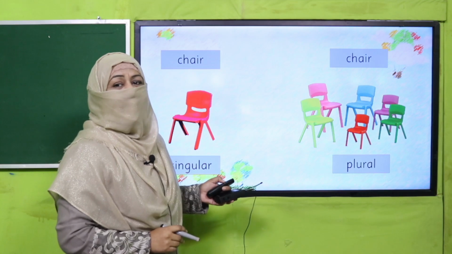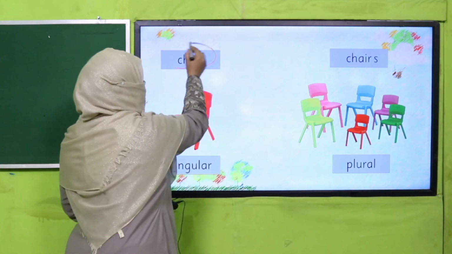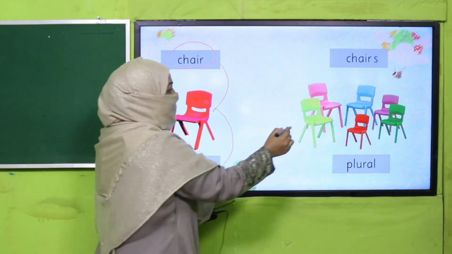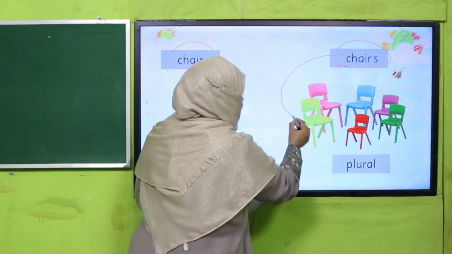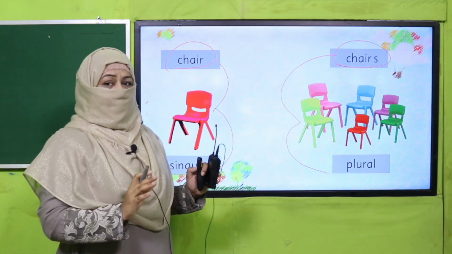We will add s to make it plural. Chairs. Chair, one, singular. Chairs, more than one, plural. Right? So far we have already studied.